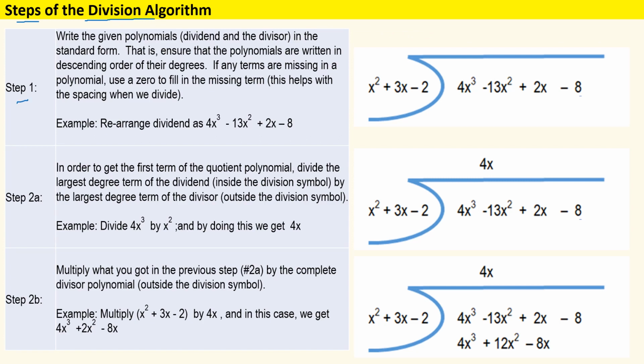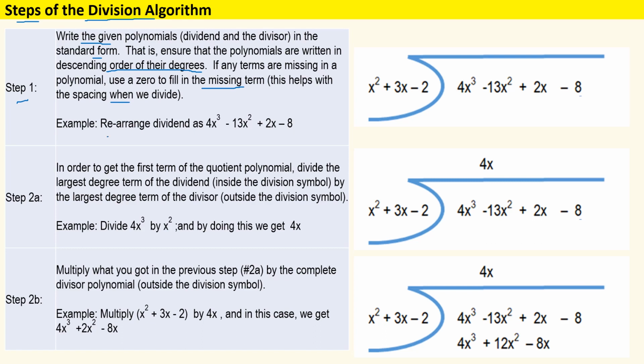Step 1 states: write the given polynomials, dividend as well as divisor, in standard form. That is, ensure that the polynomials are written in descending order of their degrees, and this is what the standard form is. And if any term is missing in the polynomial, use a 0 to fill in the missing term, because this filling up by 0 helps in spacing when we divide.